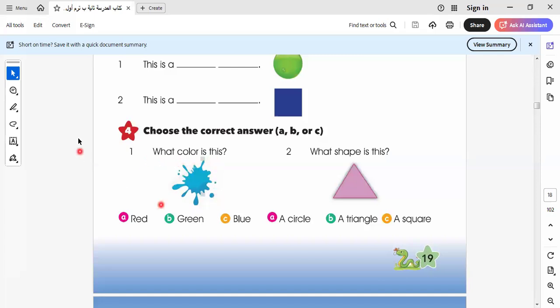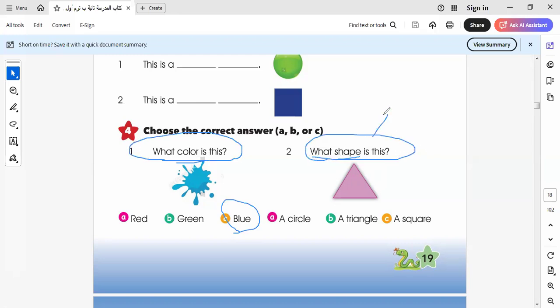What color is this? Let's know what the color is. It's blue, so I select this one. What shape? Here I talk about color. For shape, I say if it's a triangle, a circle, and so on. This is the difference between the two questions: What color is this? What is this shape?